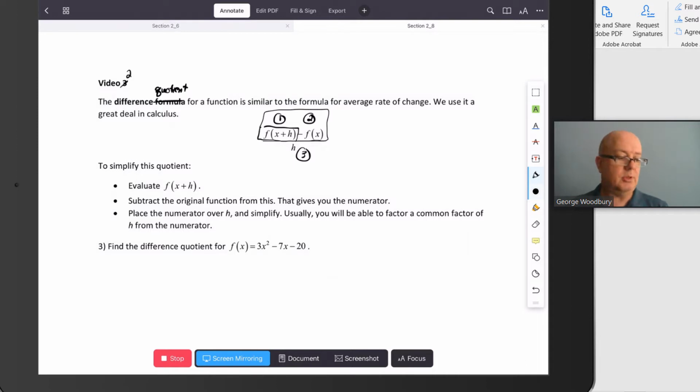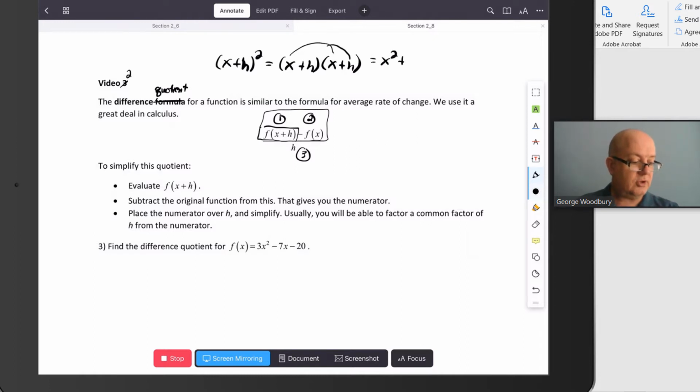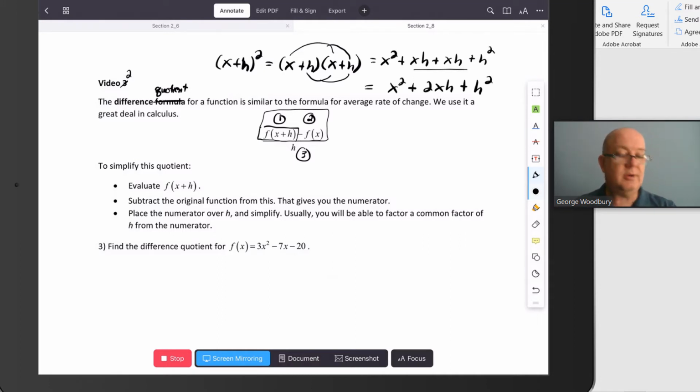One thing that will show up a lot is we are going to be seeing x plus h squared often. X plus h squared is really the same as x plus h times itself, and when we multiply this by distributing, x times x is x squared, x times h is plus xh, h times x, that's another plus xh, and h times h, that's plus h squared. Those two terms in the middle are the same, so we can combine them to be x squared plus 2xh plus h squared. Anytime you're using x plus h squared, you can just replace it with that expression.